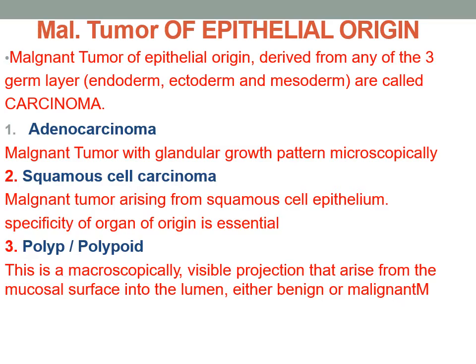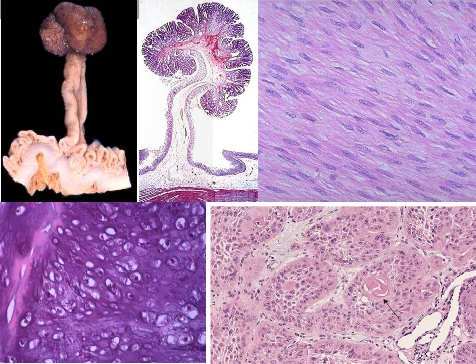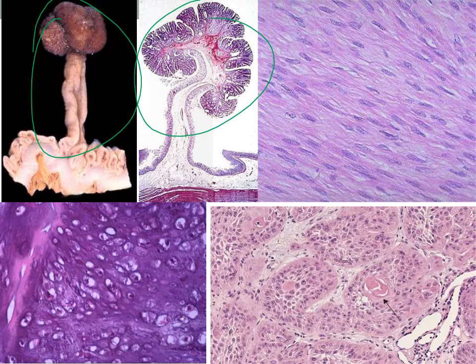When the tumors are macroscopically visible as projections that arise from a mucosal surface into the lumen, whether they are benign or malignant, we name them polyp or polypoid. So this is just an example of a polyp. This is the microscopic appearance.